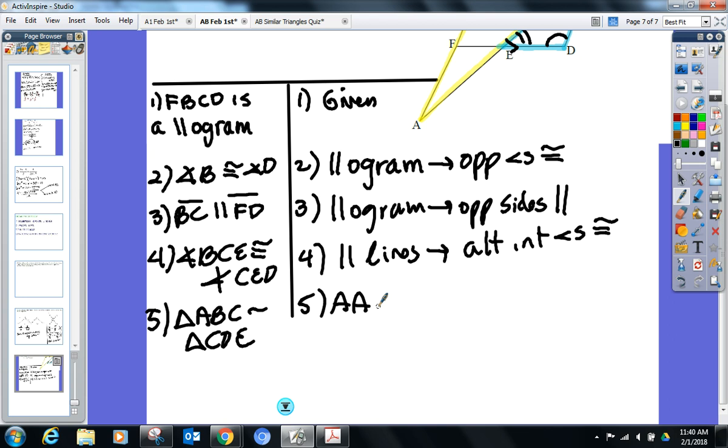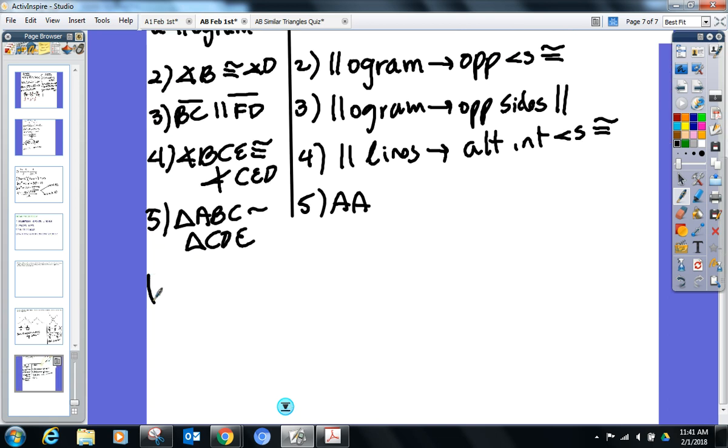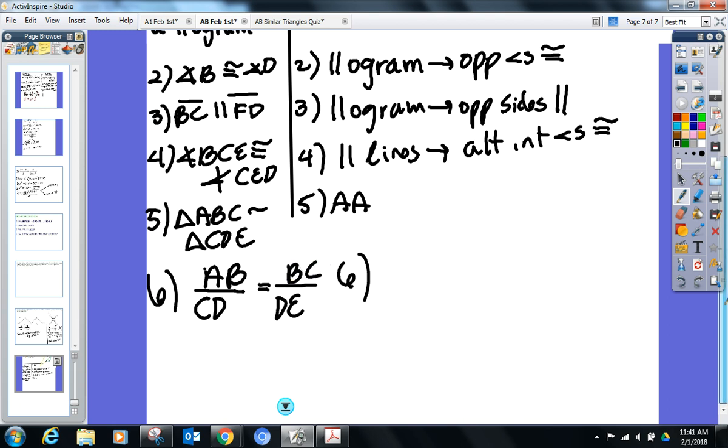What's next? Just because the triangles are similar doesn't mean the means and extremes are equal. There's a step in between there, Emma. Your sides are in proportion, and be careful how you write that. What was this one? I have no idea if that's right, but I'm going to check if it's right. How am I going to check?